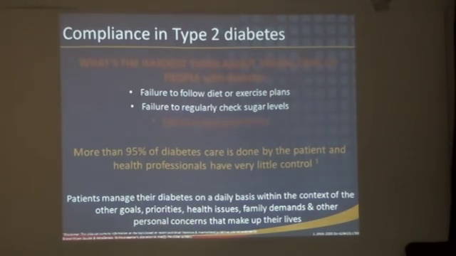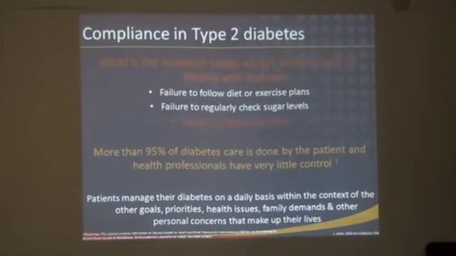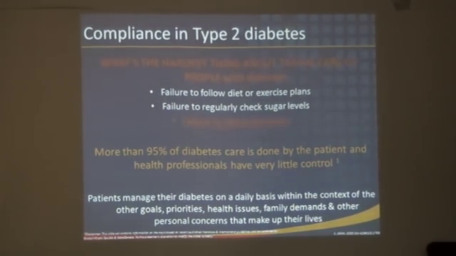Now, this is the problem, as you mentioned. The hardest thing about taking care of people with diabetes is the failure to follow diet and exercise patterns, and failure to check sugars regularly. I always tell my patients, this illness is treated by monitoring. If you do not monitor your sugars, you can never control them. And obviously, we are looking at this failure to take medication. And 95% of the patients' diabetic care is done by the patients, and the health professionals have little control of it. So it is your patient who actually does all the job.